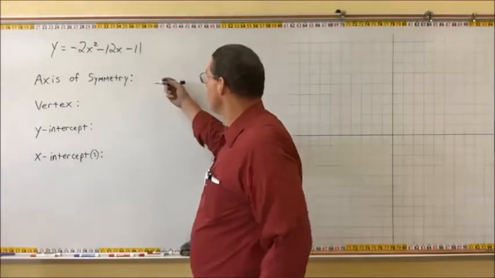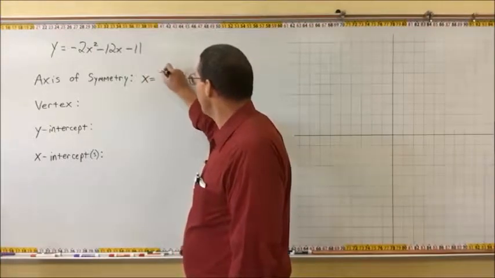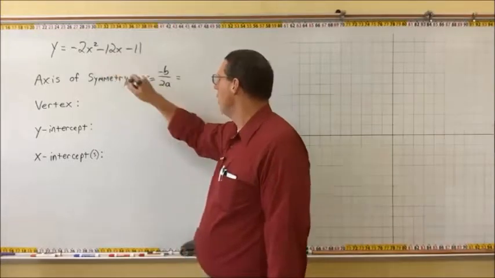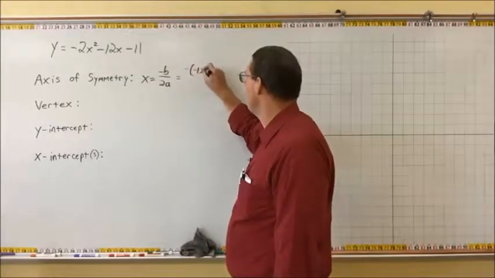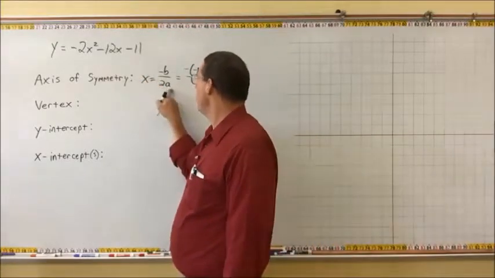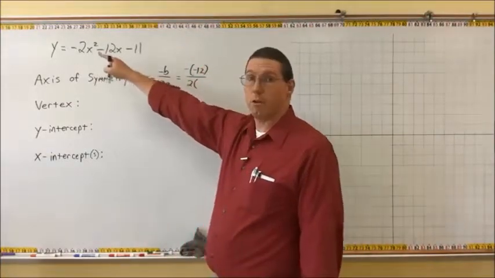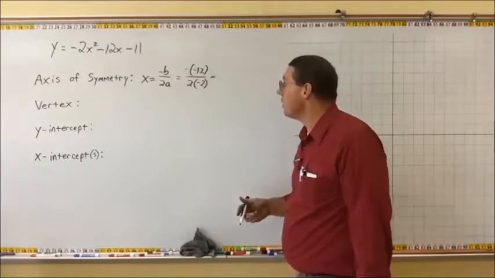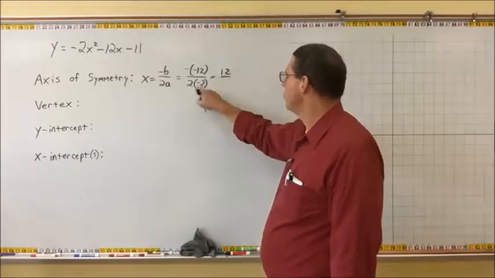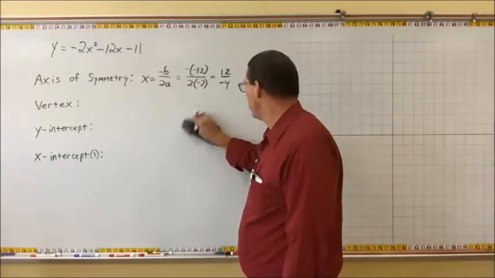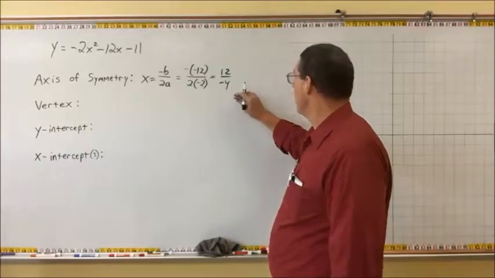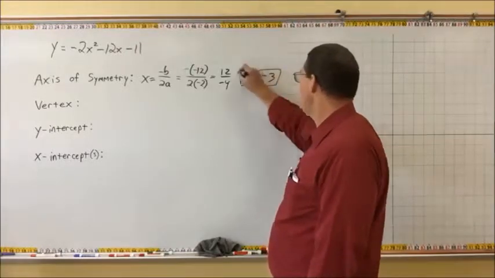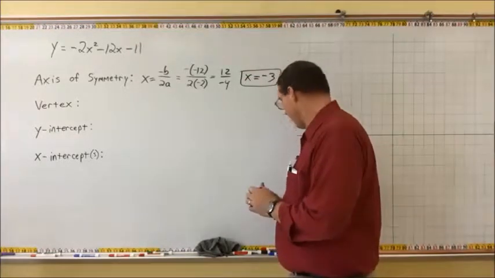So the axis of symmetry, we know that's at x equals negative b over 2a. In this case, b is negative 12, so that's negative negative 12 over 2 times a, and a is negative 2. Negative negative 12 is positive 12, divided by 2 times negative 2, that's negative 4. And 12 divided by negative 4 is negative 3. So we've got an axis of symmetry at x equals negative 3.